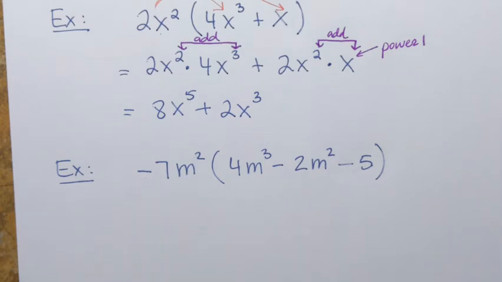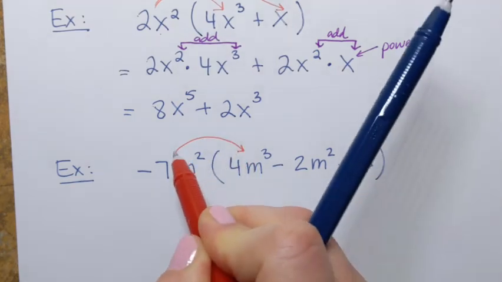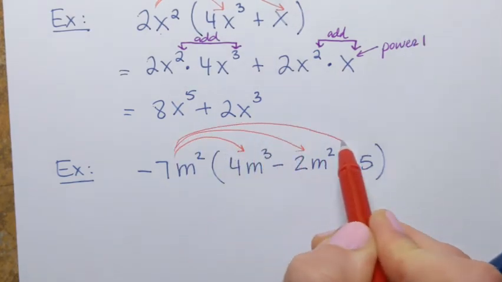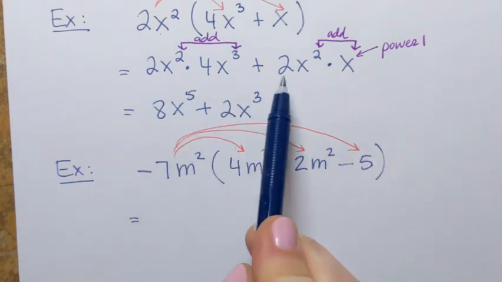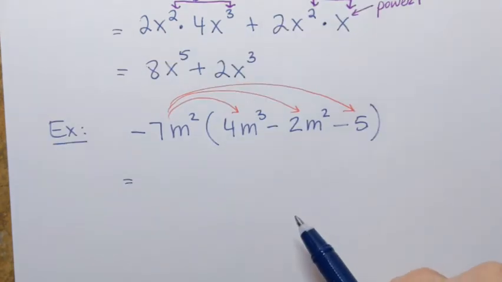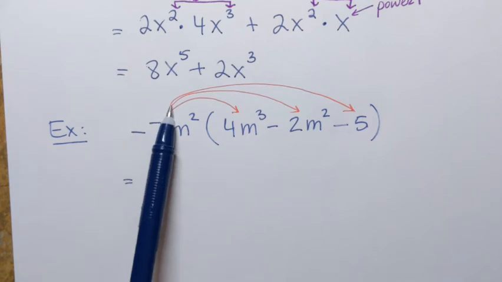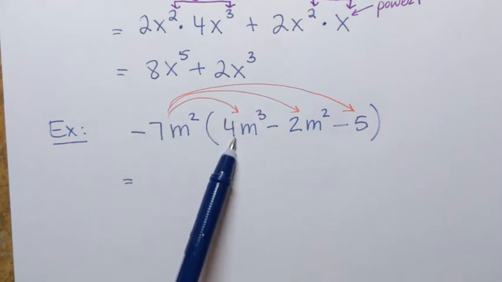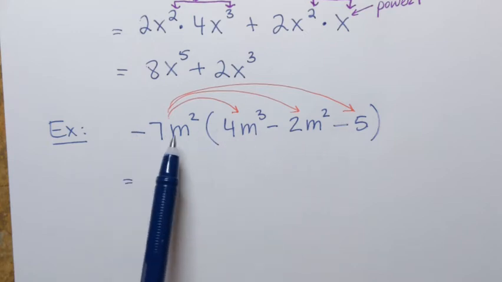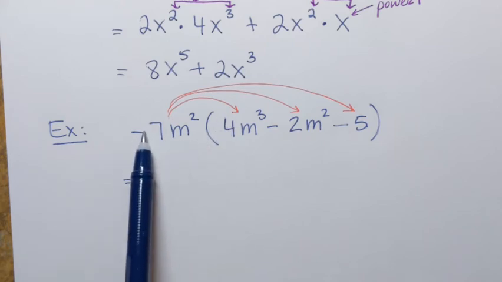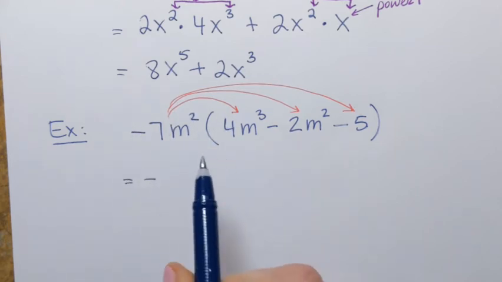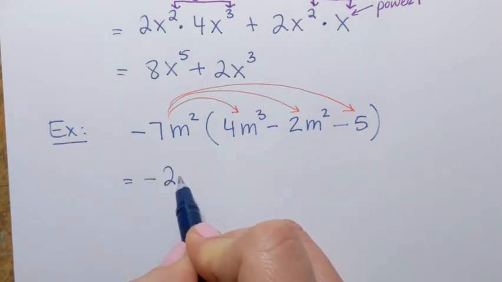So we're going to take negative 7m squared and we'll multiply it by every single term inside the parentheses. This time, let's skip that middle step where we write out the multiplication, but let's just say it out loud. So for example, I have to multiply negative 7m squared by 4m cubed. Remember, I have to multiply numbers first, and I notice in this example I have both positive and negative numbers, so I have to incorporate all that in multiplication. So it's negative 7 multiplied by positive 4. Negative times positive gives me negative, and then 7 times 4 is 28, negative 28.